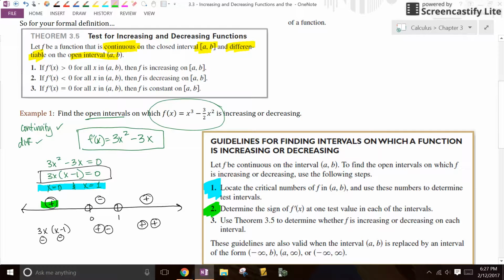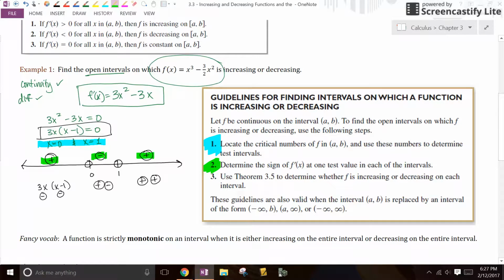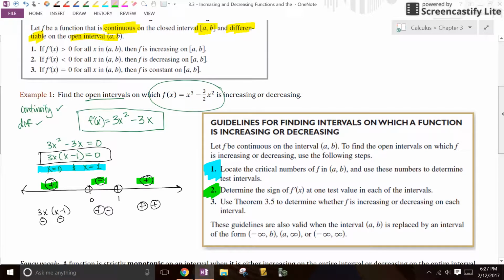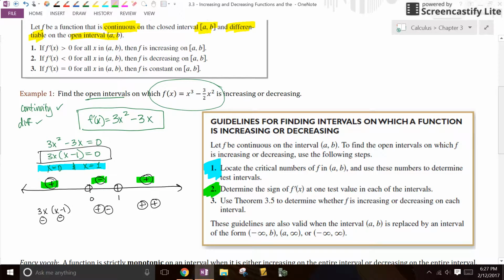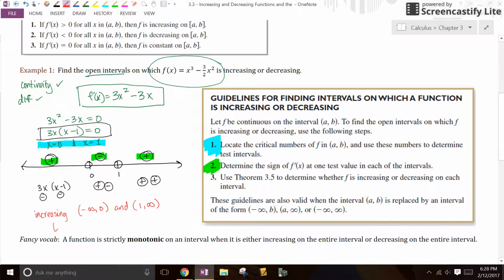And then, step 3 says, if you've completed that, I want you to use the 3.5 definition and describe if it's increasing or decreasing. Well, since the slope was positive, I know it was increasing on the interval negative infinity all the way up to 0. And by the way, it happened again at 1 all the way to infinity. Those were times when the graph was increasing. And the graph was decreasing from the interval, just that little chunk in the middle, 0 to 1.